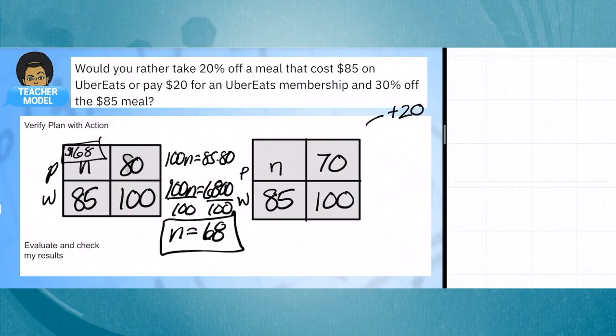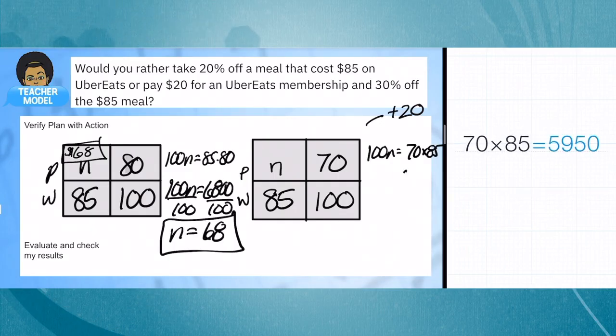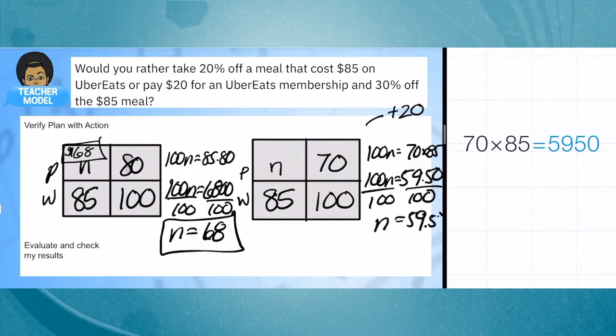So let's figure out what 70% would be. 100N is equal to 70 times 85. And I get 5,950. Divide both by 100. So N equals $59.50. All right, so this one looks cheaper already.